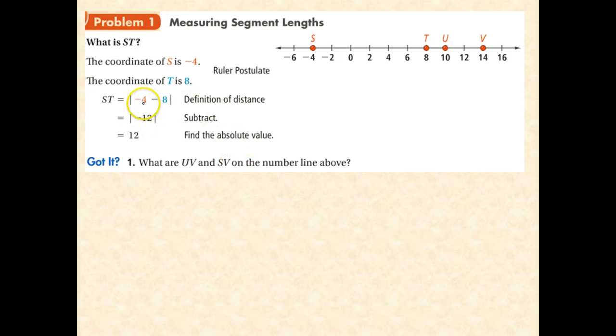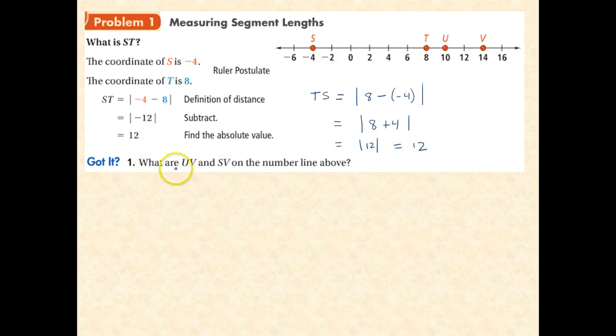But what if you wanted to do it in the different order? We would have to call it segment TS then. And the length of segment TS would be the coordinate of T minus the coordinate of S, which is -4. So that's 8 plus 4. That's absolute value of 12, and the absolute value of 12 is 12. You get the same answer.